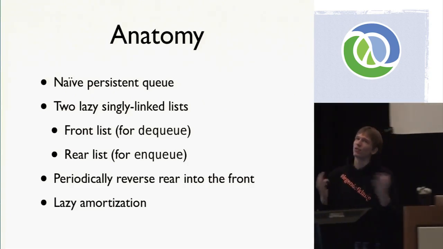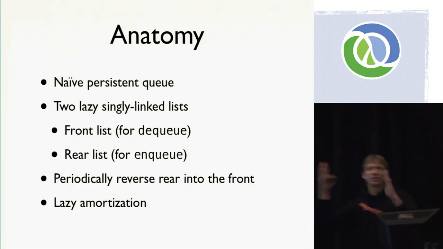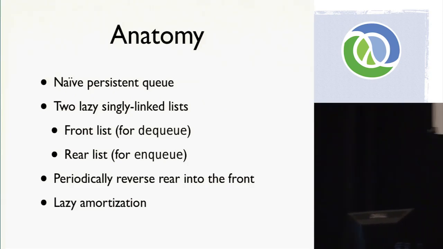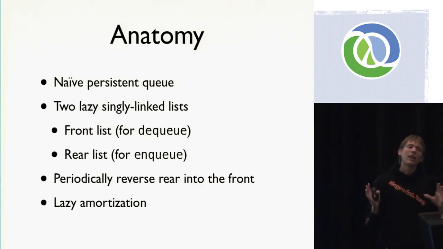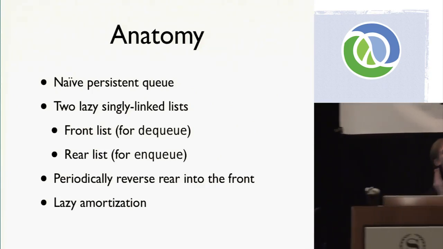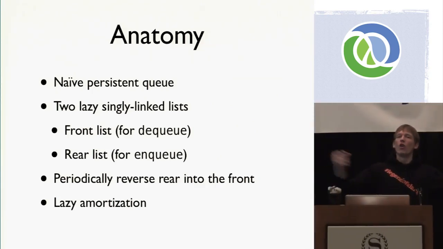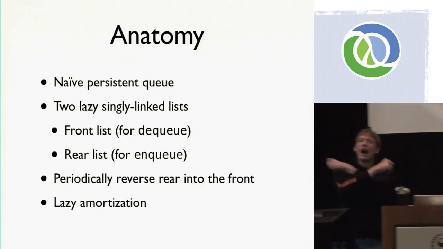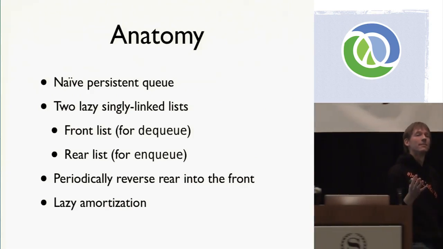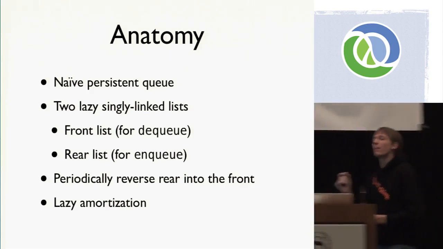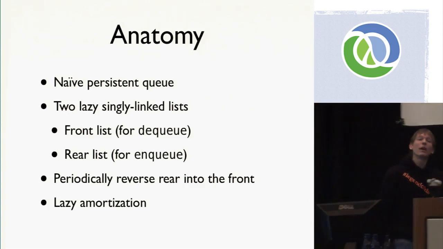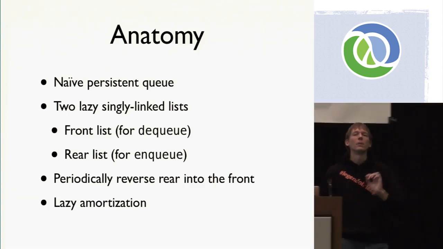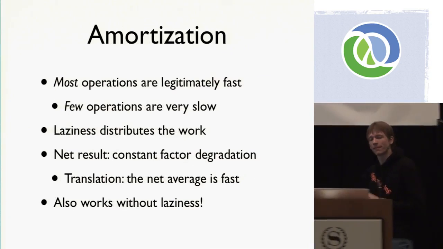Now, by itself, this is a really bad strategy, because the front list is just going to empty out, and the rear list is just going to fill up, and you're kind of in trouble. So what you do is every time the front list gets to be smaller than the rear list, you take the rear list, reverse it, and concatenate it onto the front list. Now, of course, this is a very expensive operation, but you're not doing it all that often. And this intuition is where we get to the argument about amortization.